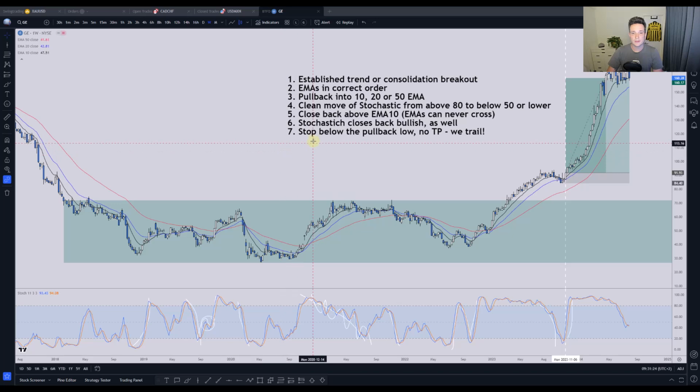And then what we do is that we put our stop below the low of the pullback, and we trail our trade because we are trend followers here. We do not want to use take profits. We simply trail. So right now this trade here is sitting at a healthy 9.06 R up here, and I'm trailing behind the lows. So right now my stop would be sitting here.